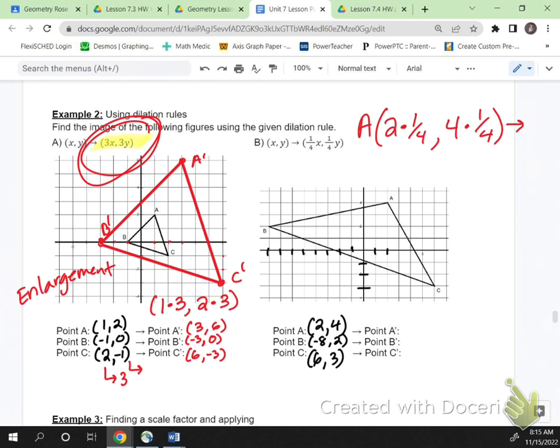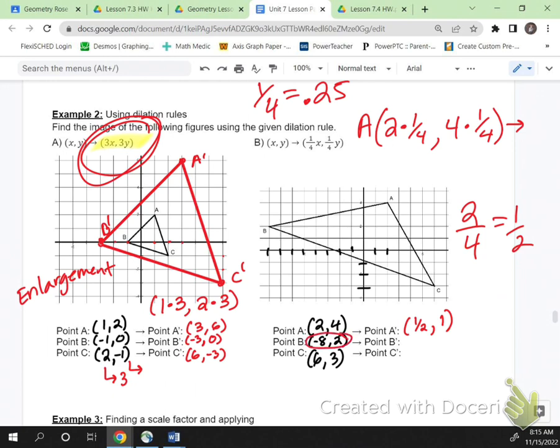And we get a half for the x coordinate. 2 times 1/4 is 2/4, which is equivalent to 1/2. Again, 1/4 is equivalent to 0.25. So you're welcome to type this in with your calculator with a decimal. How do you graph a half? You go in the middle. You should get 1 for the y coordinate.